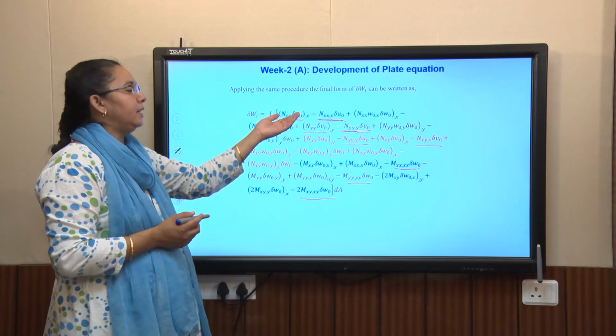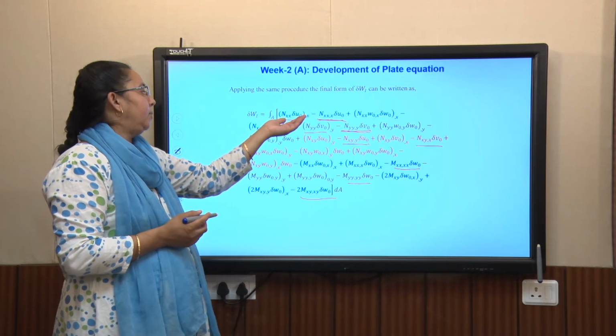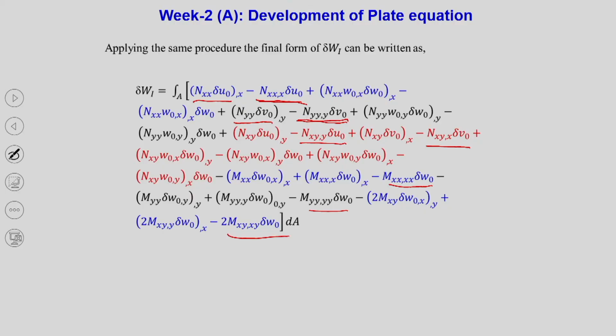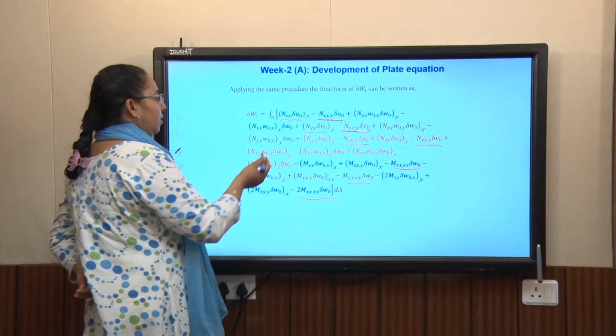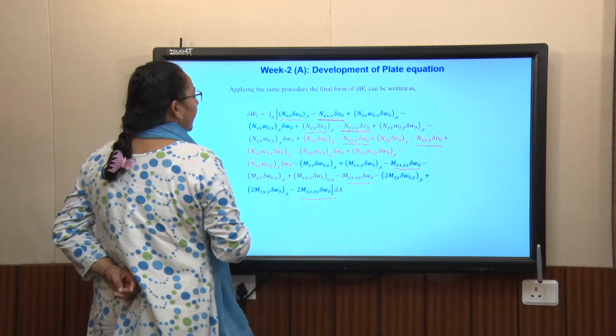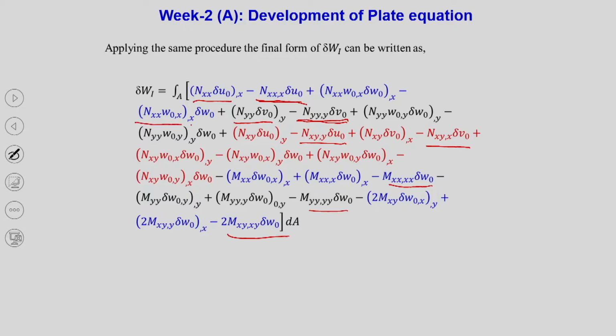So, if you take the integration along the x axis, the integration remains along the y direction, and if you integrate along the y direction, the integration remains along the x direction. So, these terms will go to the line integrals, but the underlined terms will go to area.